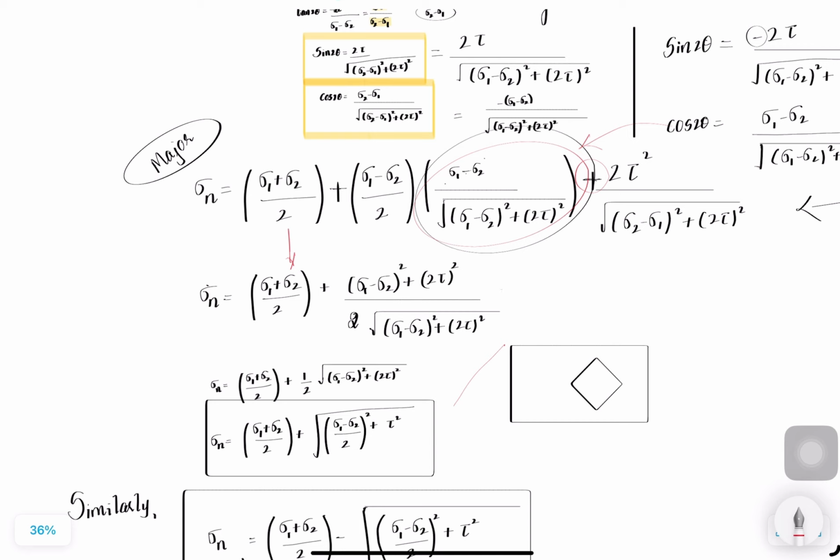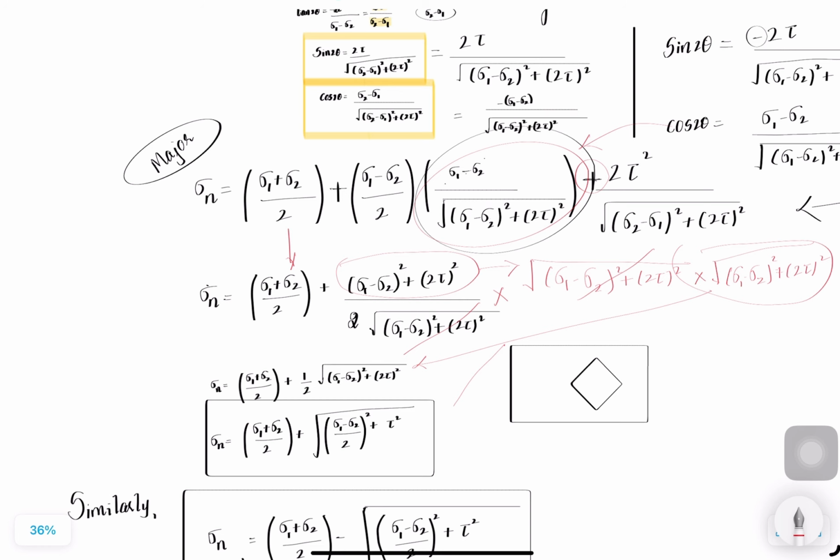So in the next step, what they have done is they have simply multiplied this term. If I have to be even more precise, say this term is A. A can be written as root of A into root of A. So it can be written as the square root of (sigma 1 minus sigma 2) the whole square plus 2 tau the whole square, into the square root of (sigma 1 minus sigma 2) the whole square plus 2 tau the whole square. So you can cancel this and this, and you'll be left with only this term. That is what is written here.